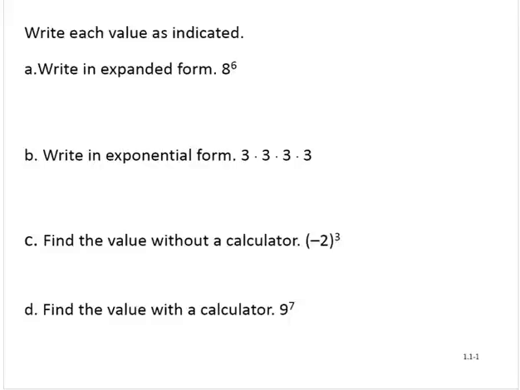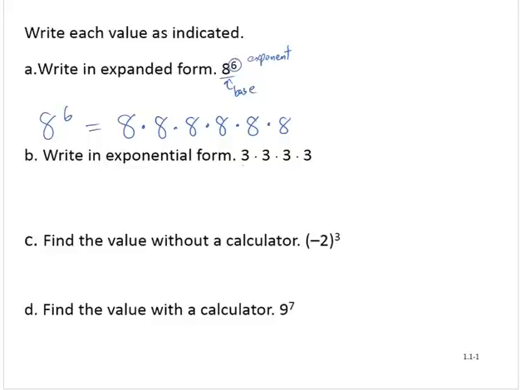Write each value as indicated. Write in expanded form, 8 to the 6th power. So when we see an exponential expression, the exponent tells us how many factors of the base there are in the expression. So the base is 8, there are 6 factors of 8. So in expanded form, 8 to the 6th is 8 times 8 times 8 times 8 times 8 times 8. That's the expanded form.